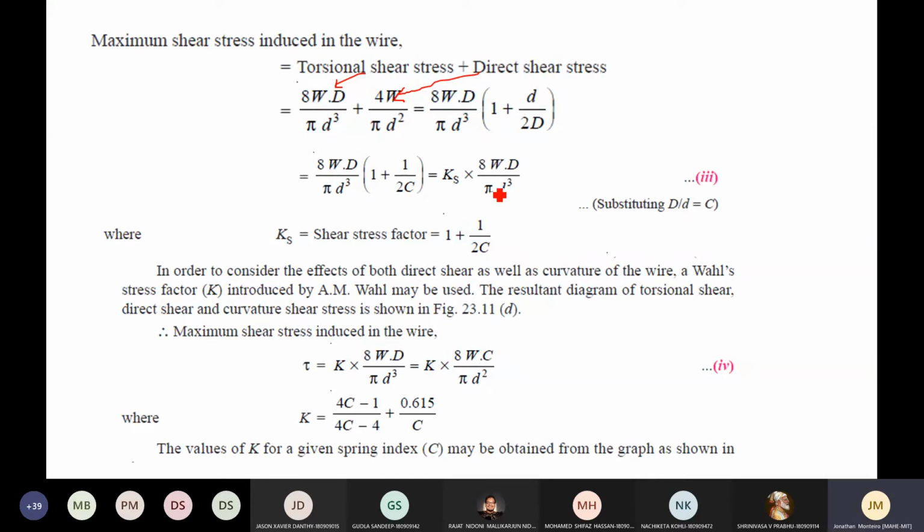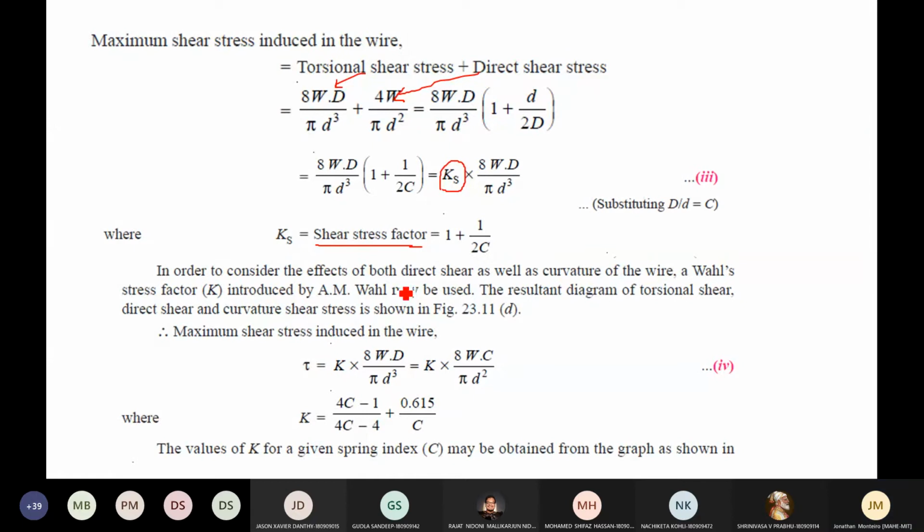Now 8WD by pi d cube can be defined as a constant for a given spring, because D and d are constants, and W is the load acting on the spring. What they have done is K suffix S, they have given it as a shear stress factor. This is the component they have isolated in order to understand the factor of the stress considering shear, that is 1 plus 1 by 2C.